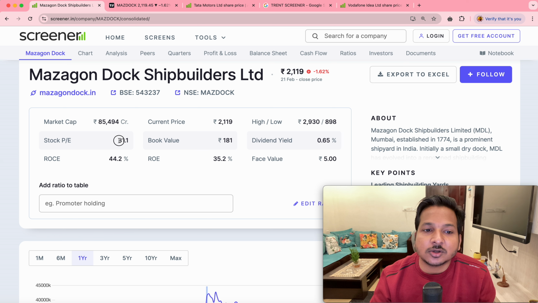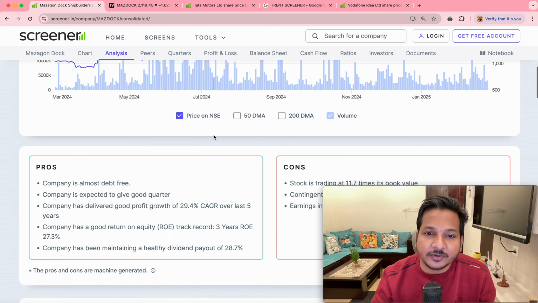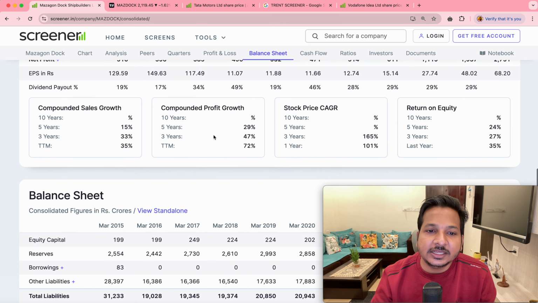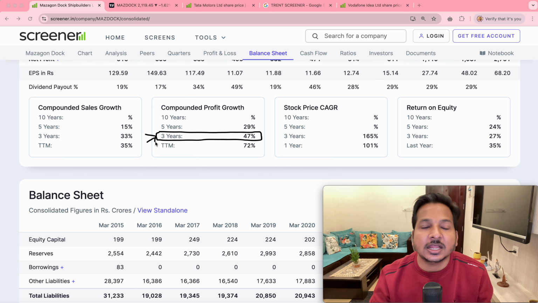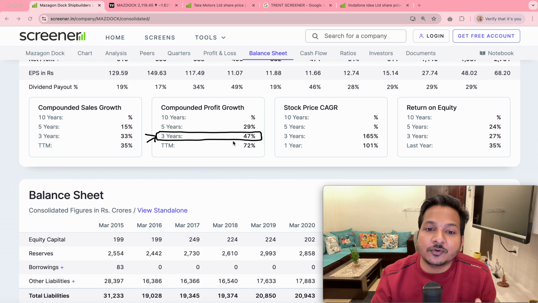You have to see the stock P/E. Stock P/E is 31. You can see this data freely on screener.in. Now you have to go to the profit and loss statement. When you go down in screener.in, there is a small table, compounded profit growth. Here you can see the last 3-year profit growth was 47%. It means this company has increased its profit at a 47% CAGR in the last 3 years.